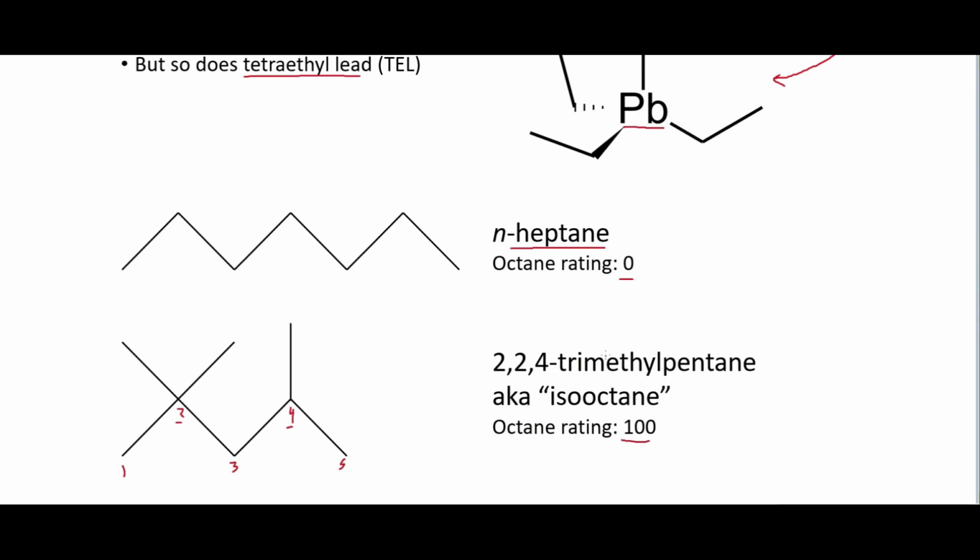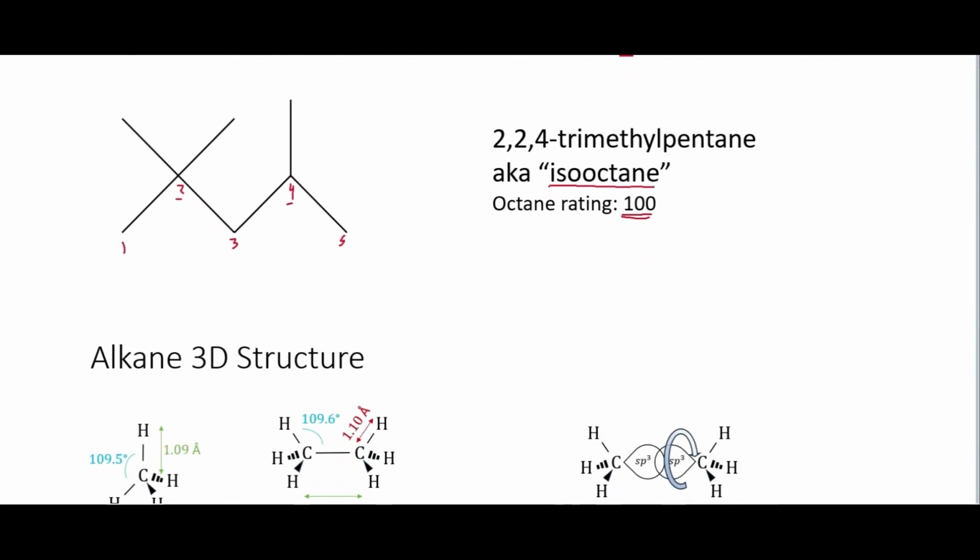So it's 2,2,4-trimethylpentane. But it's 8 carbons in total, so it's often called isooctane, which I think is a non-IUPAC naming for it, but this does have an octane rating of 100. And all other hydrocarbon molecules fall between these two things in their octane rating. In fact, I think pure n-octane, just the linear hydrocarbon, does not have an octane rating of 100, if I'm remembering correctly.